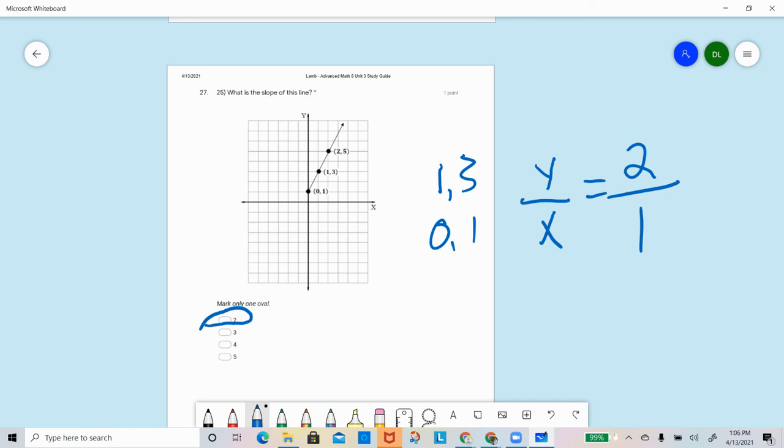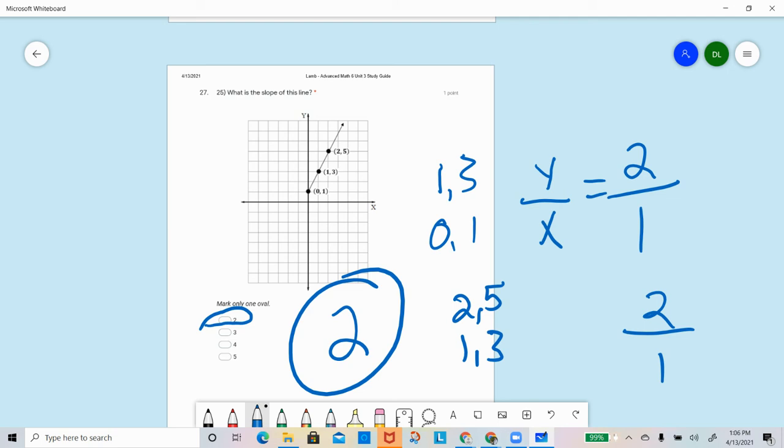Right? You could use the other one. You got (2, 5) and (1, 3). Well, what's the change in y? 2. What's the change in x? 1. What's the slope? 2.